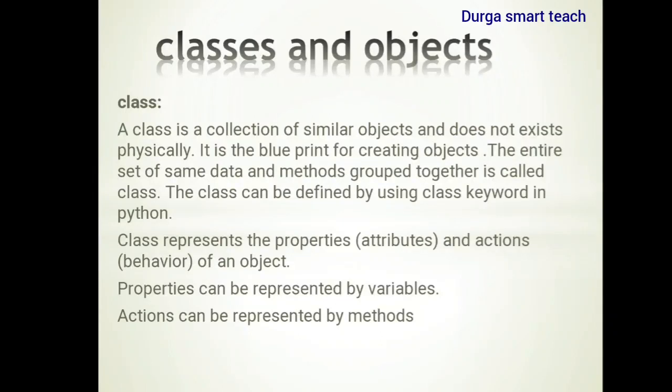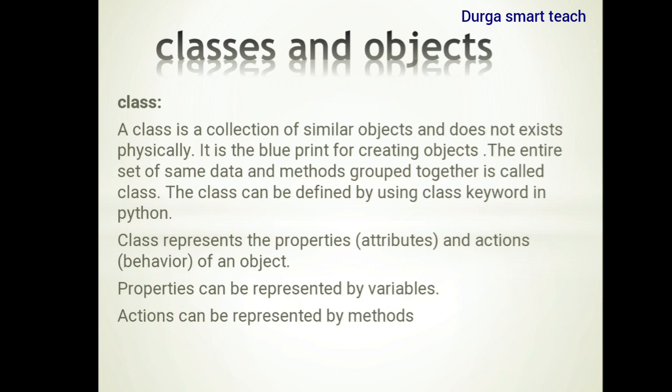Today I am going to discuss classes and objects in Python. Python supports OOP concepts. Those are class, object, inheritance and data hiding. So what is a class? Class is nothing but a collection of similar objects and does not exist physically.